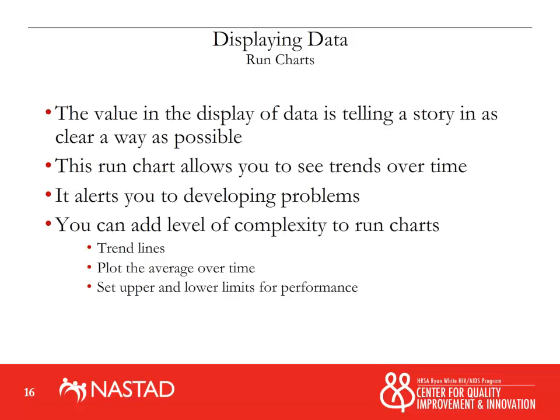You can also add a level of complexity to these run charts. I mentioned before about trending up or down. You can add a trend line. This data would probably show a trend line moving upward, maybe in a gradual slope, but nonetheless moving upward. You can plot the average over time or the mean, and you can set upper and lower limits for performance. I'll talk about upper and lower limits for performance in a minute, but basically what you can do, even from a non-statistical standpoint, is set lines on the chart that when something starts to dip below, it triggers immediate action.